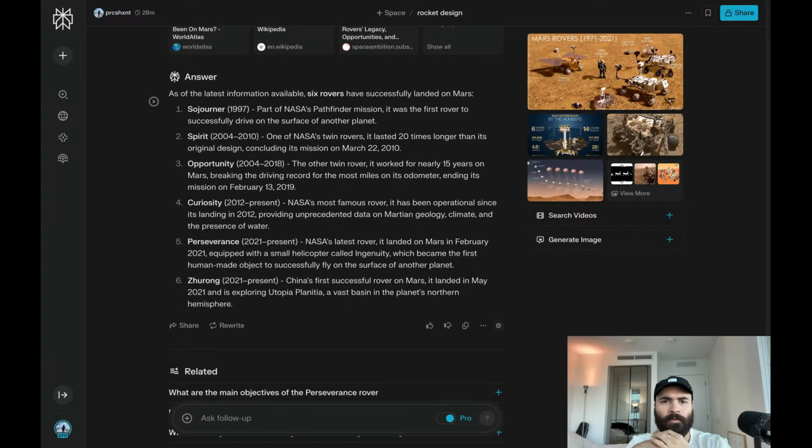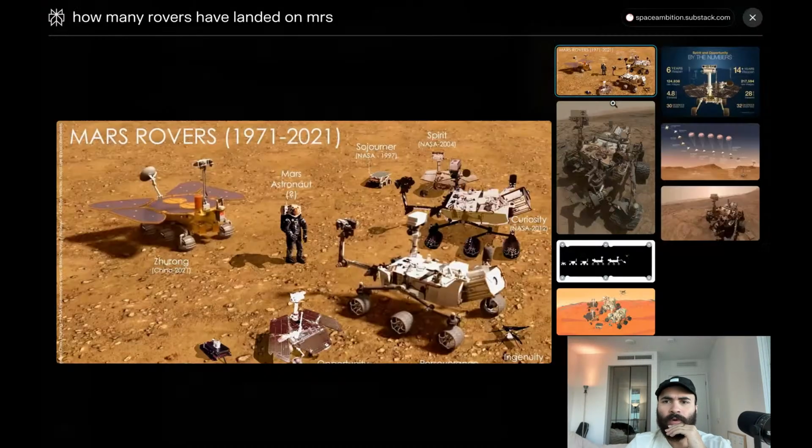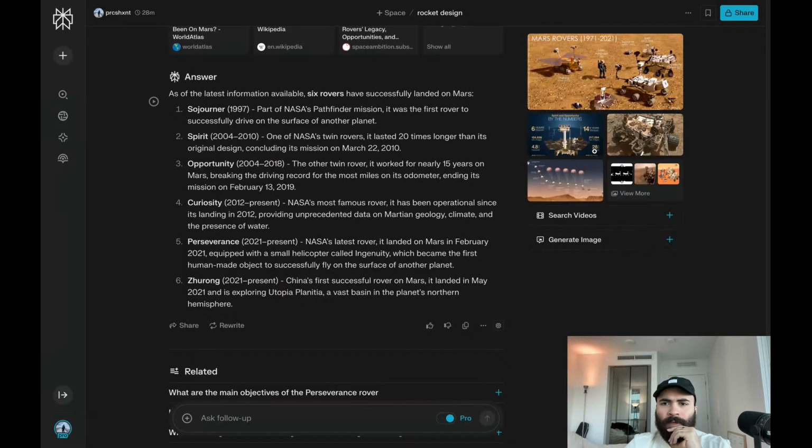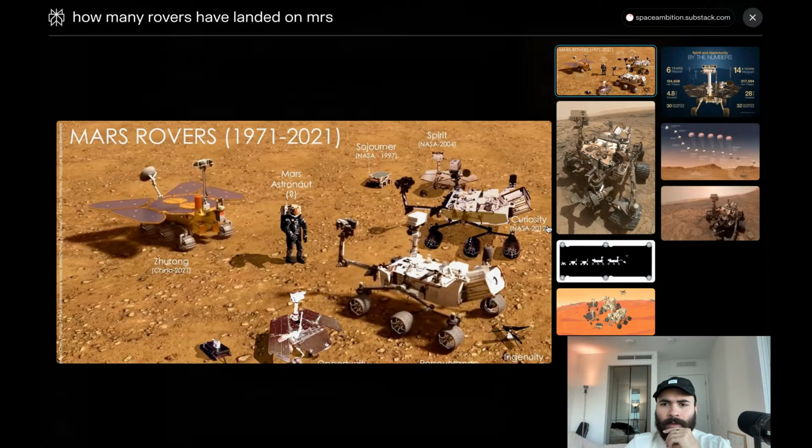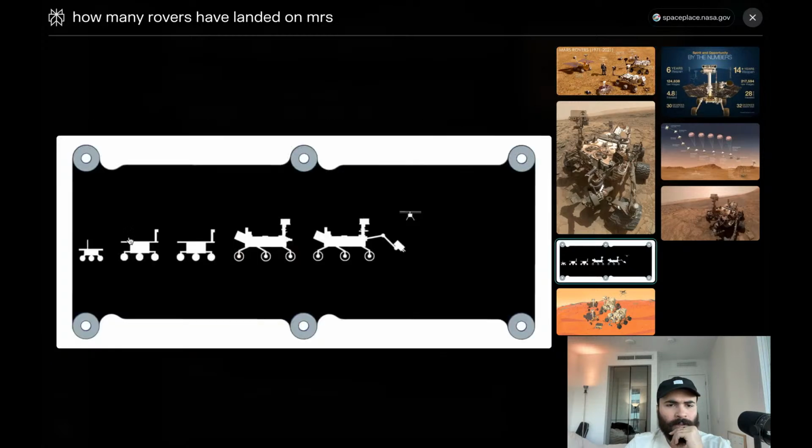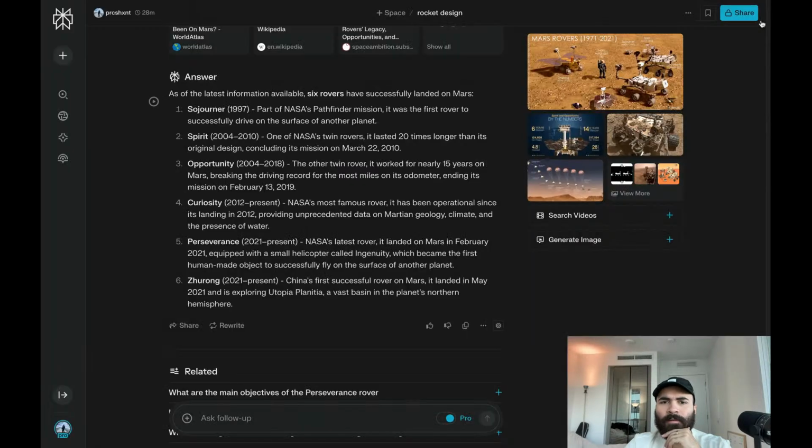Sojourner, part of NASA's Pathfinder mission, was the first rover to successfully drive on the surface of another planet. Where is it? Right here. Baby. It's a baby. Look at it. What is this? Oh, Sojourner. Then we give it more hands.